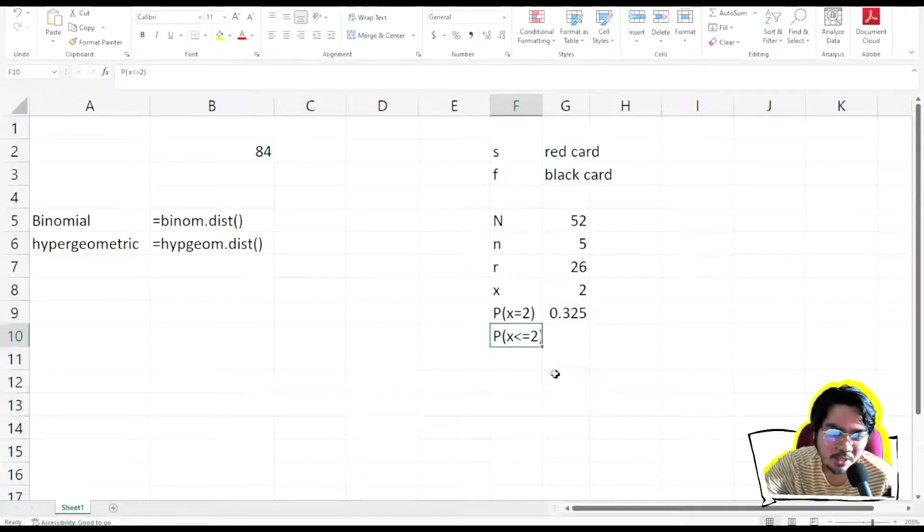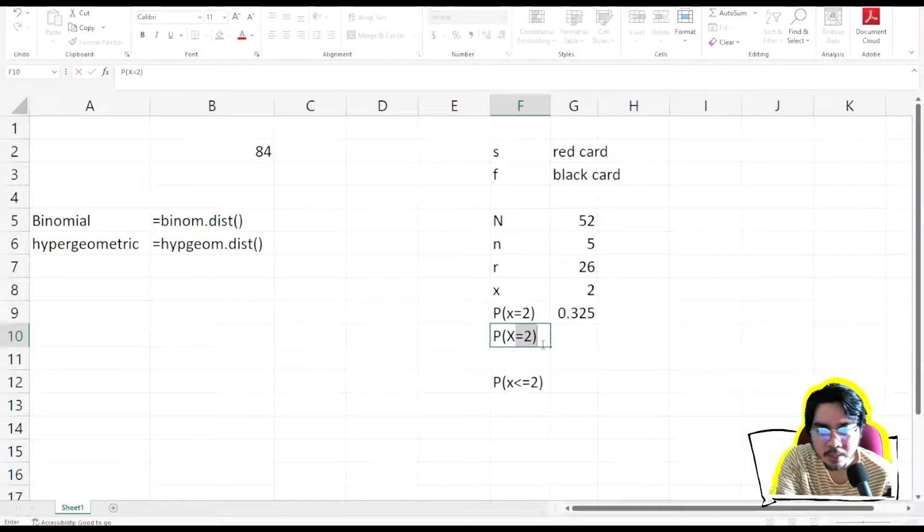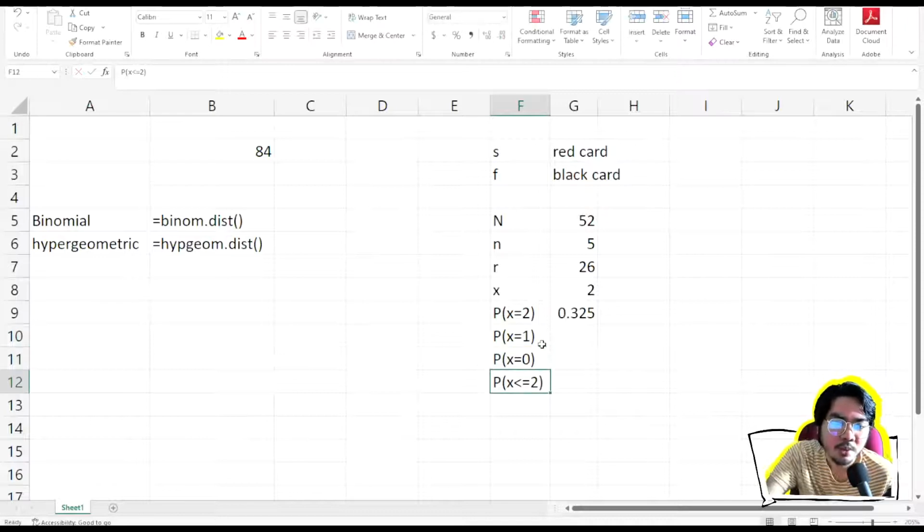What's the probability that it's at most 2? So it could either be 0, 1, or 2. In that case, if we were to do the brute force method, let's pretend the cumulative function doesn't exist. The way we usually do this, and this is what we used to do when everything was manual, is we compute the probability of x equals 2, the probability of x equals 1, and the probability of x equals 0. So we compute the probability.